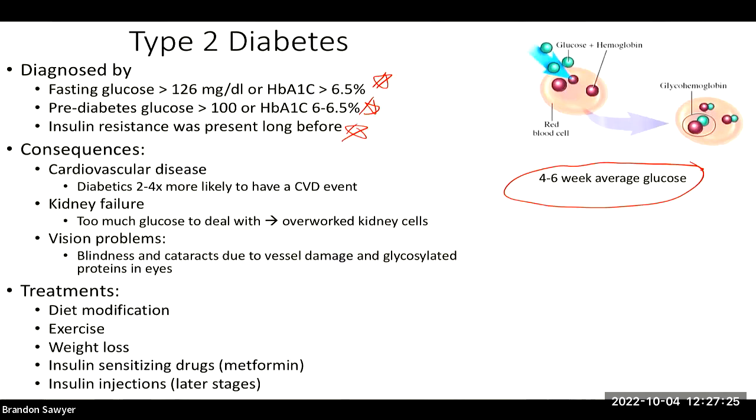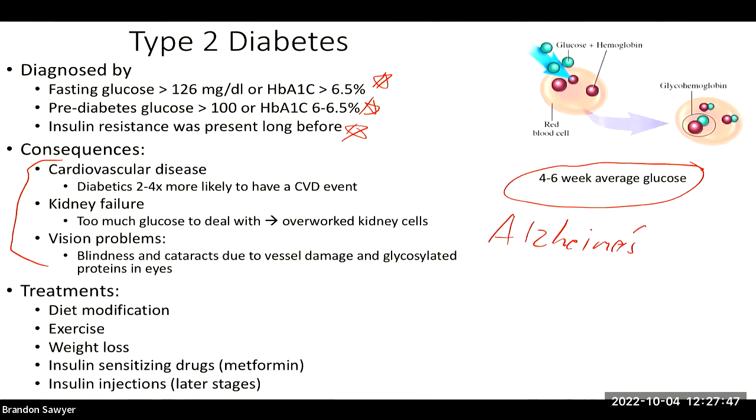Okay, so lots and lots of consequences of type 2 diabetes. Cardiovascular disease: you're 2 to 4 times more likely to have a heart attack or a stroke as a type 2 diabetic. Kidney failure, because the kidneys are dealing with all that excessive glucose in the urine. Blindness is very common in type 2 diabetics. The one I don't have on here, which I should, is Alzheimer's disease.